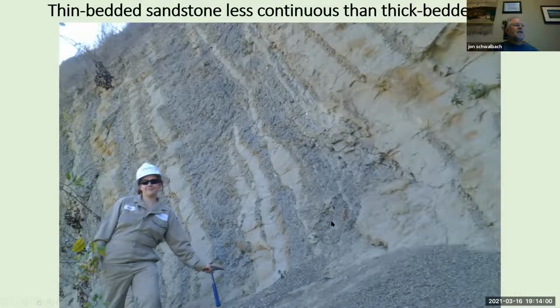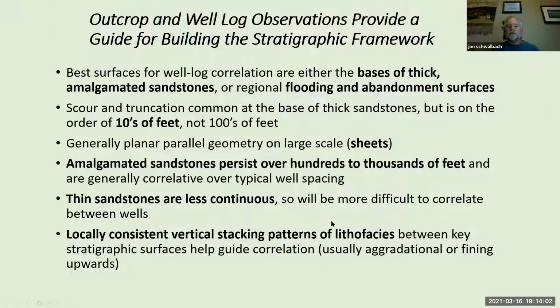So we can use these observations and other observations that we gathered from our well data to come up with some guidelines for correlation. And we listed some of those here. Some of the best surfaces for well log correlation are going to be either the bases of some of those thick amalgamated sands or some regional flooding abandonment surfaces that we can see on the logs.